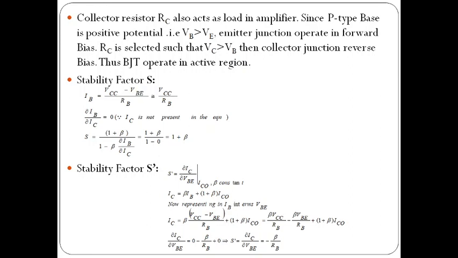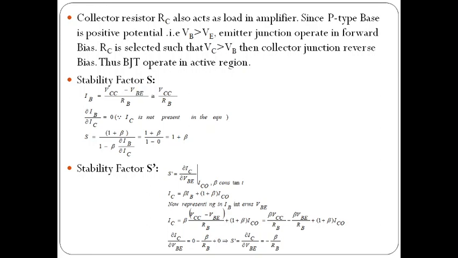To get the stability factor S, we need to substitute this dou IB by dou IC value in S. S equals 1 plus beta by 1 minus beta dou IB by dou IC. By substituting the 0 value, we get S equals 1 plus beta. This is the smallest stability factor in the base bias or fixed bias. Similarly, we can calculate S dash and S bar. S bar is nothing but dou IC by dou VB. When calculating S bar, we need to consider ICO and beta as constant.